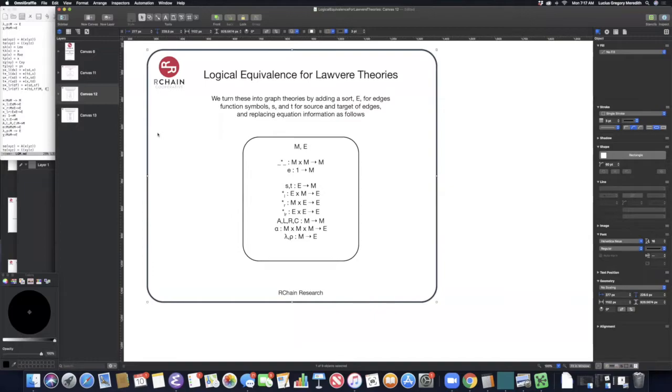So we're going to introduce a sort for edges. So that's E. We're going to add some function symbols, S and T, for source and target. And we're going to replace all of the equations with function symbols. So there's a star left that takes an edge and an element of the monoid and produces an edge. There's a star right, so multiplication on the left, multiplication on the right, and then one that takes two edges. So we call it LR.